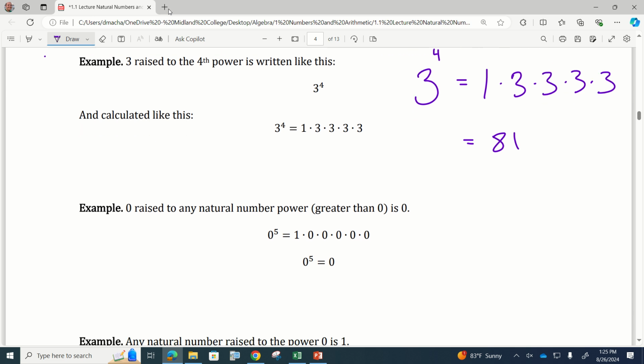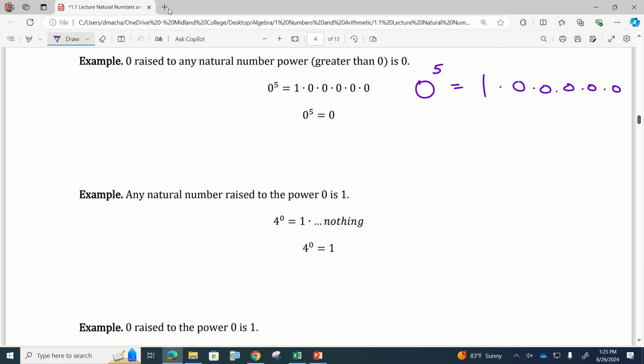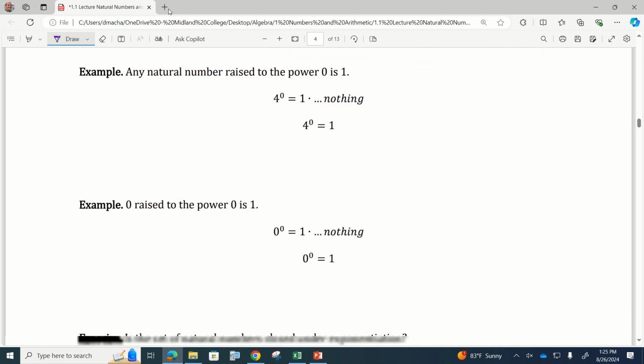So it helps you remember, a little 1 there helps you remember that if you've got 0 raised to some power, this is like 1 times 0 times 0 times 0 times 0 times 0. That's just 0. You multiply by 0. So 0 raised to any power is 0. Doesn't matter what power is up there in the exponent.